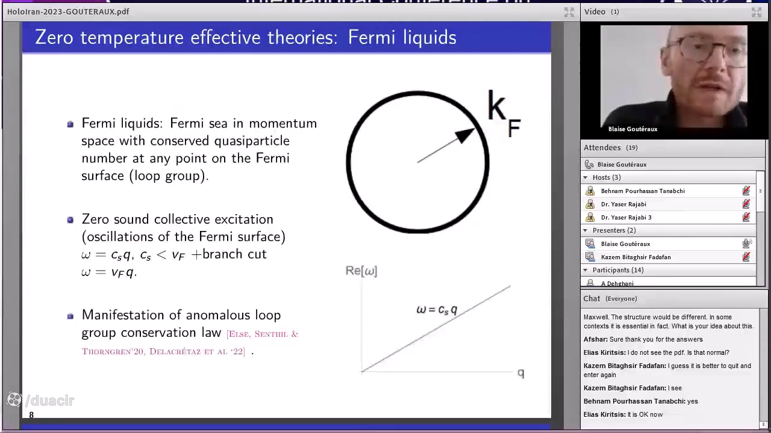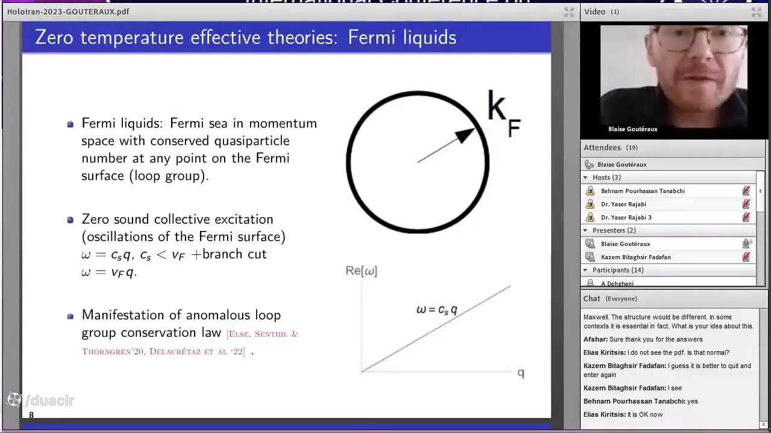Actually, we know a few examples of zero temperature effective theories that give rise to gapless modes. The first example that I wanted to briefly mention is that of Fermi liquids. This is the effective field theory that describes the low temperature dynamics of conventional metals. And in this case, the low energy fermionic quasi-particles stack up in momentum space due to Pauli exclusion. And then we end up with a very large symmetry group, which tells us that the quasi-particle number is conserved at any point on the Fermi surface.